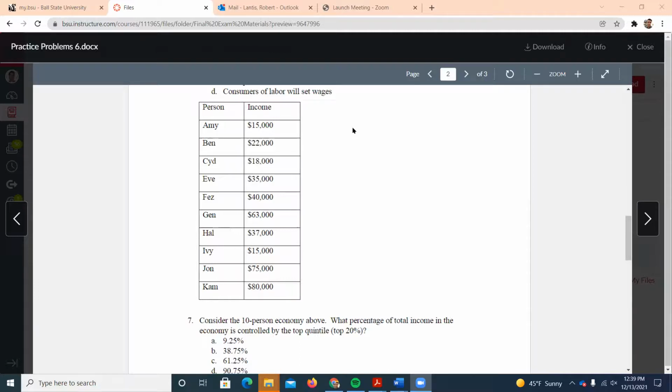37, 47, 55, 60, 90, 130, 200, 50, should be 400,000. Right? So if I add up all these values, I should get 400,000. Okay?